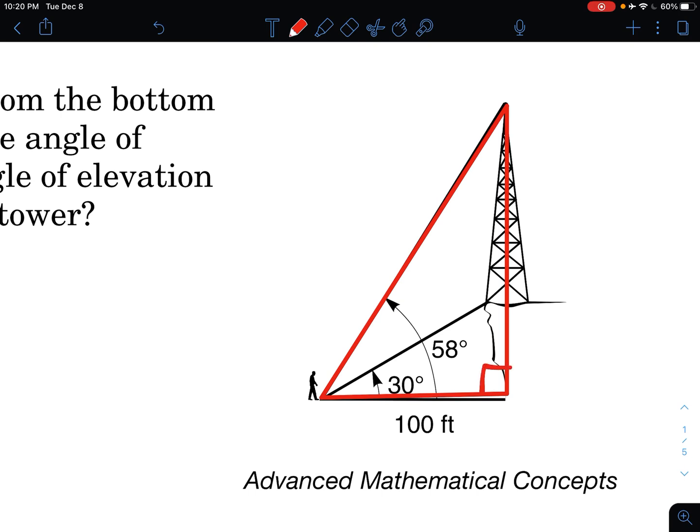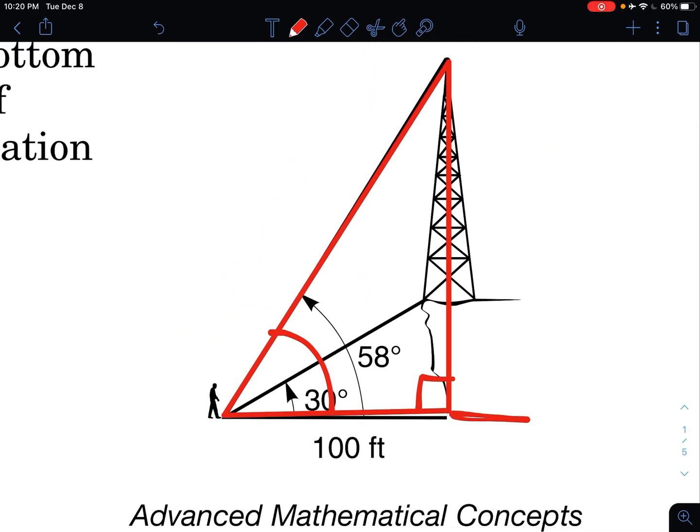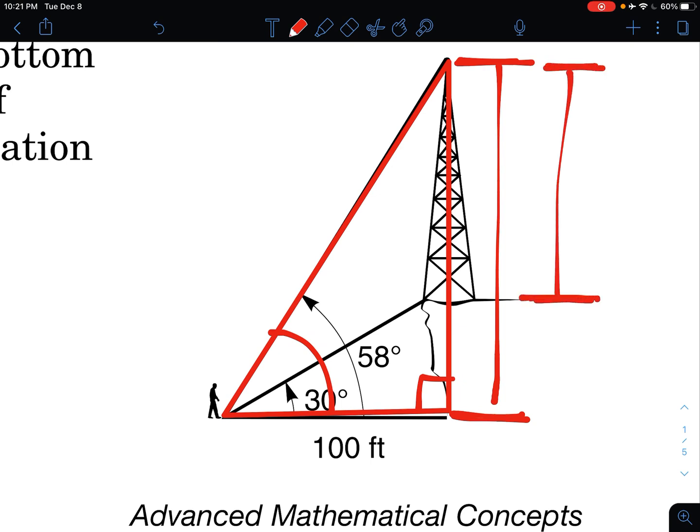So we have a right triangle, we have 100 feet. We're trying to find the height of the tower. We know that this angle is 58 degrees. So we are going to find the height from this point to this point. Now that's not the height of the tower. The height of the tower would be from this point to this point. So we do have to subtract this portion to find the height of the tower.